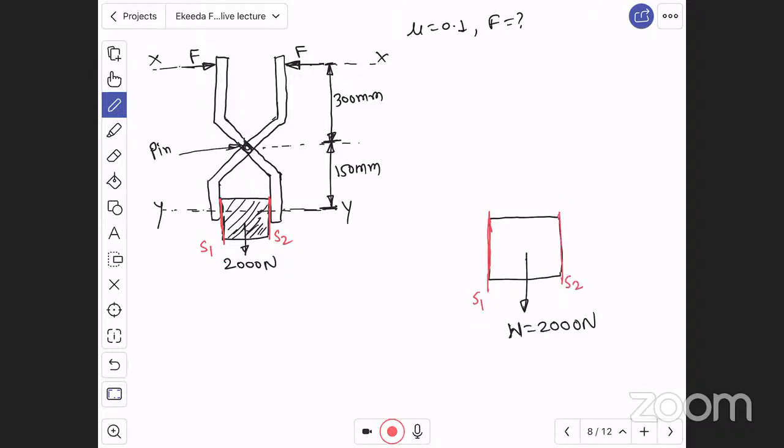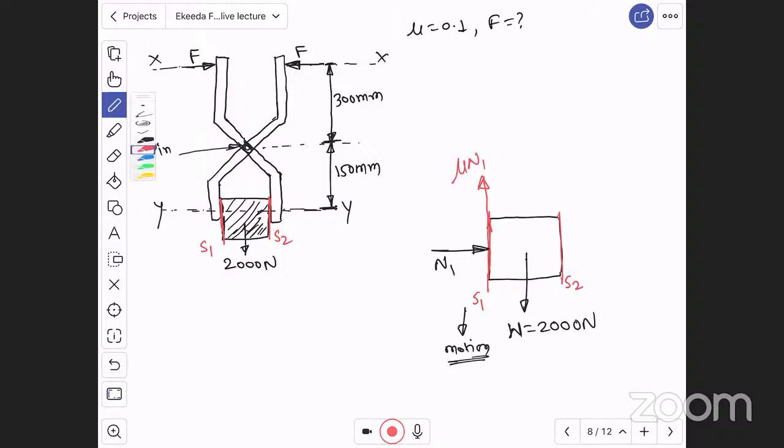Now for a contacting surface there is always a normal reaction. On surface 1 there will be normal reaction N1, and surface 1 is trying to move in downward direction because of self weight. This is the motion of surface 1. Therefore there will be a frictional force opposite to the motion, which is mu N1.